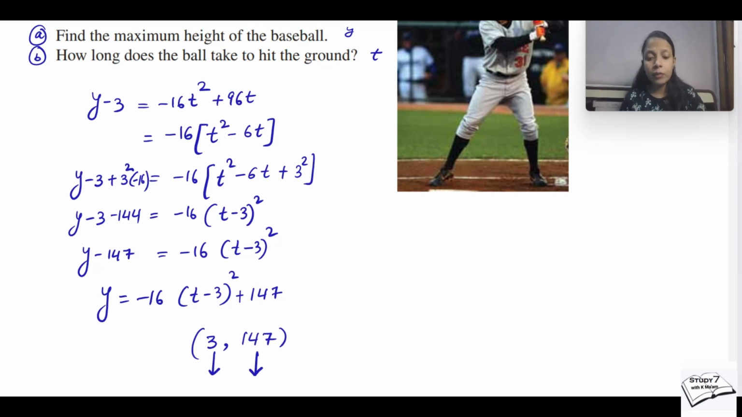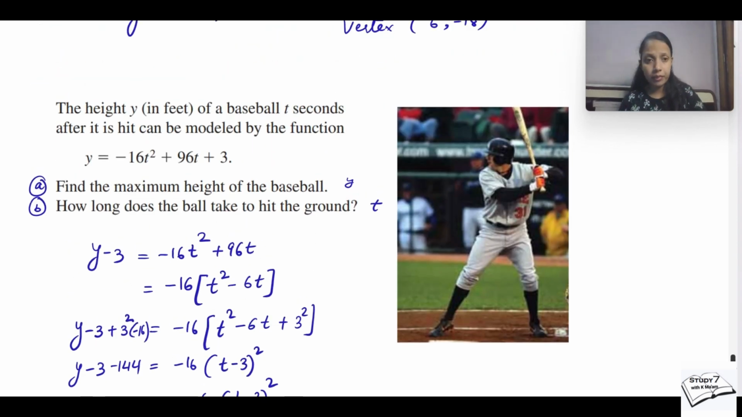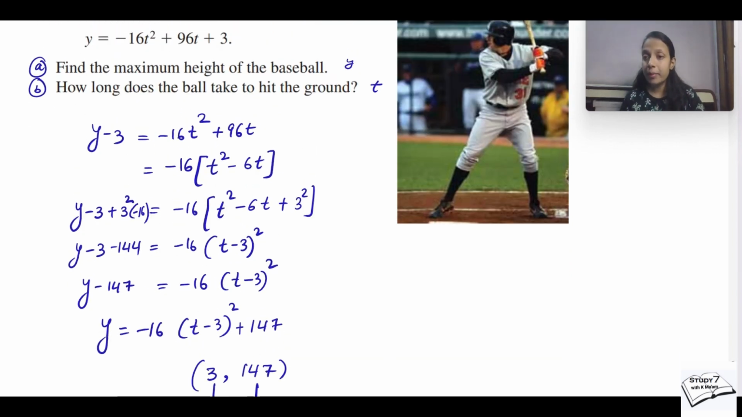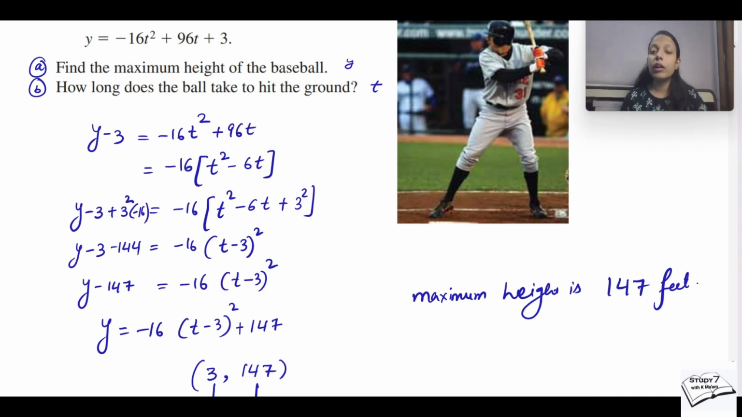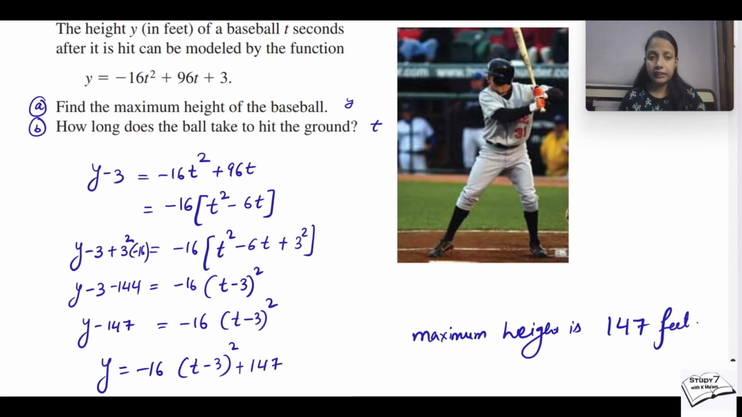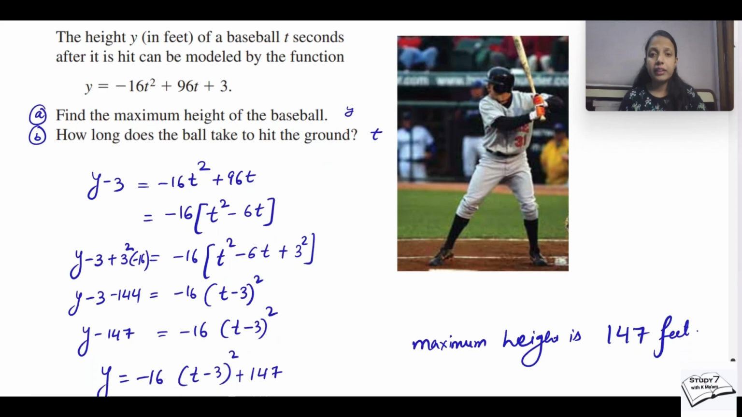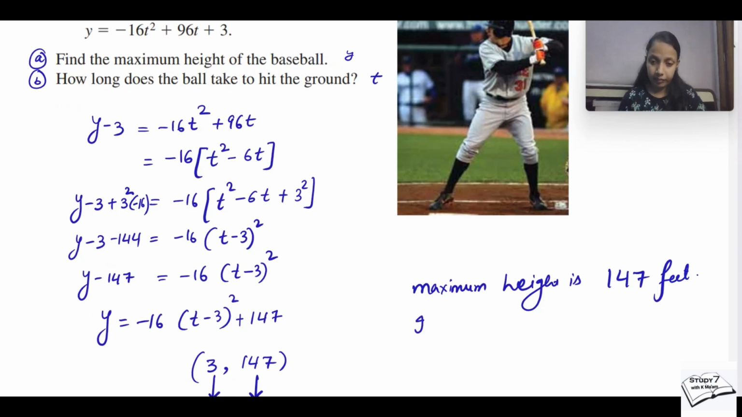It will attain 147. What are the units here? Feet. So the maximum height is 147 feet. Then it asks what's the total time taken to that? How long does it take? So we take 3 seconds. These are in seconds. They give you time in seconds. So it took 3 seconds. Alright, so done.